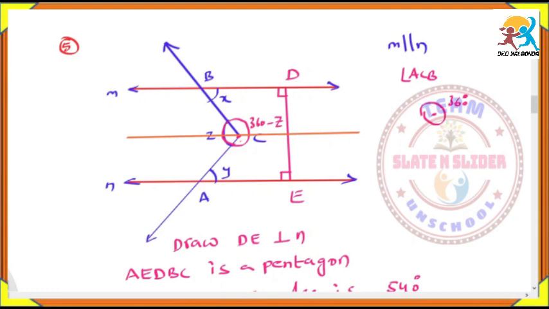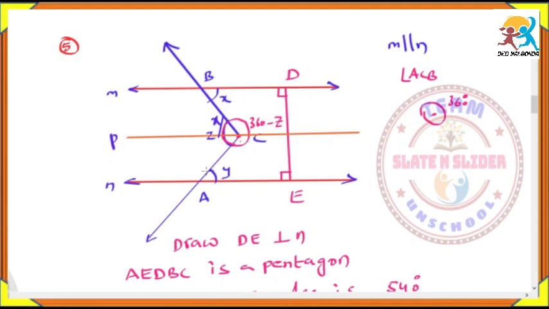And this angle will be x. How have I written x? Because this is line M and this is P. So M and P are both parallel, so it becomes the transversal. So alternate interior angles are equal.